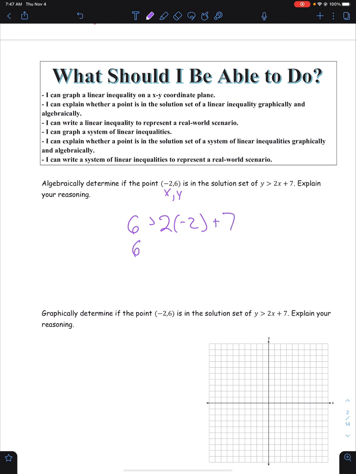We get 6 is greater than negative 4 plus 7, which is 6 is greater than 3. This is true. So (-2, 6) is in the solution set.